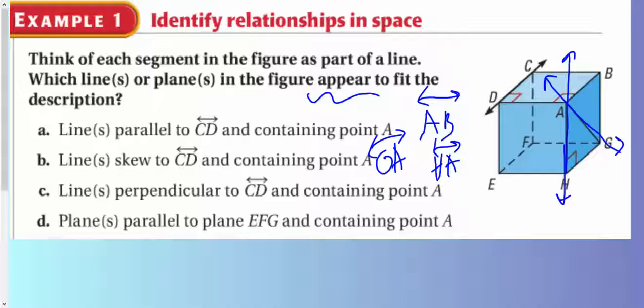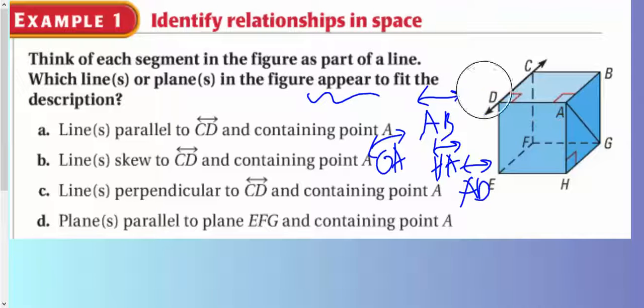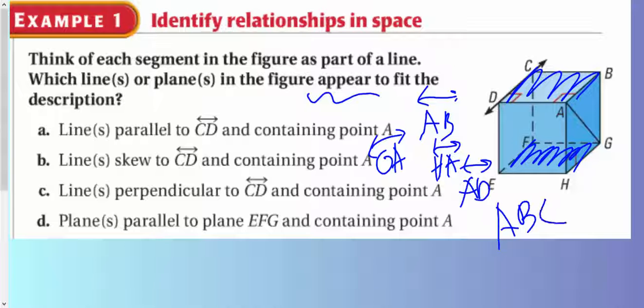Alright, next one. Lines perpendicular to CD containing point A. Let me erase some of the stuff I have here. So lines perpendicular to CD, that one has to contain point A. That would be that one right there, line AD. And the last one is planes parallel to plane EFG containing point A. EFG is the bottom one here. So if it's going to be parallel and contain point A, it has to be this top one. So plane ABC would be the one parallel.